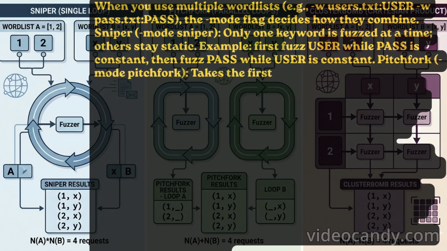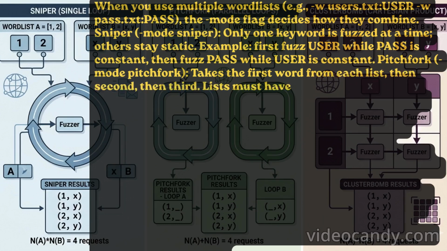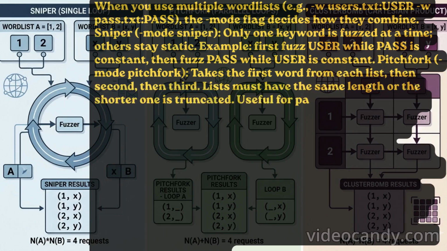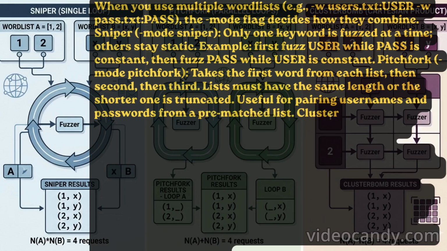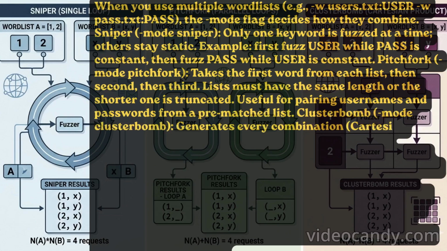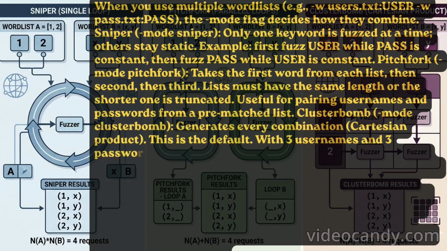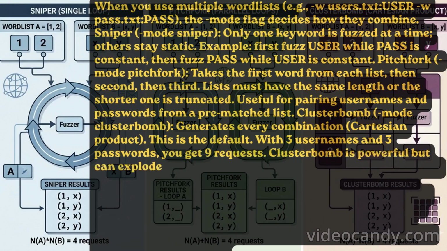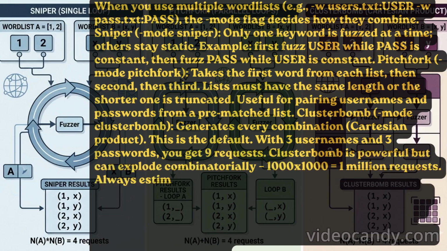Pitchfork: -mode pitchfork takes the first word from each list, then second, then third. Lists must have the same length, or the shorter one is truncated. Useful for pairing usernames and passwords from a pre-matched list. Clusterbomb: -mode clusterbomb generates every combination, the Cartesian product. This is the default. With 3 usernames and 3 passwords, you get 9 requests.